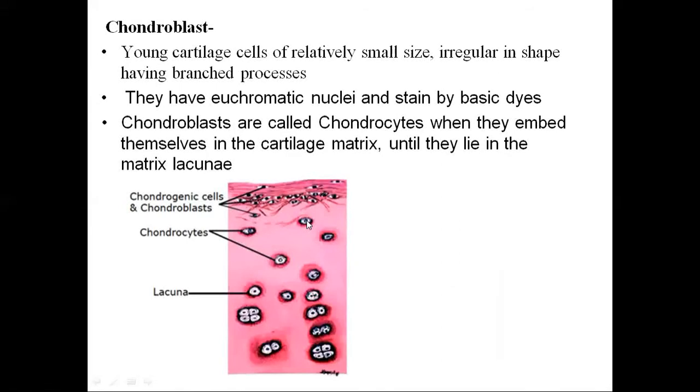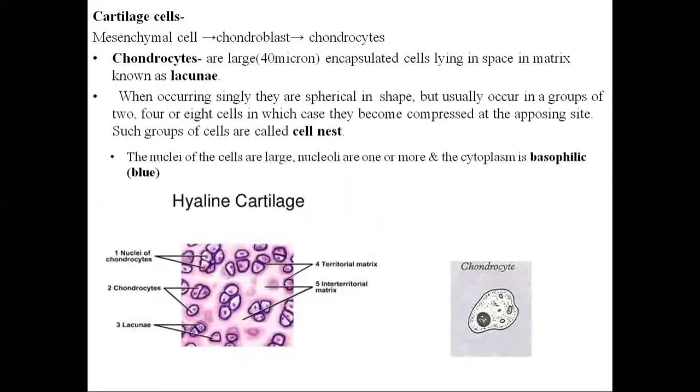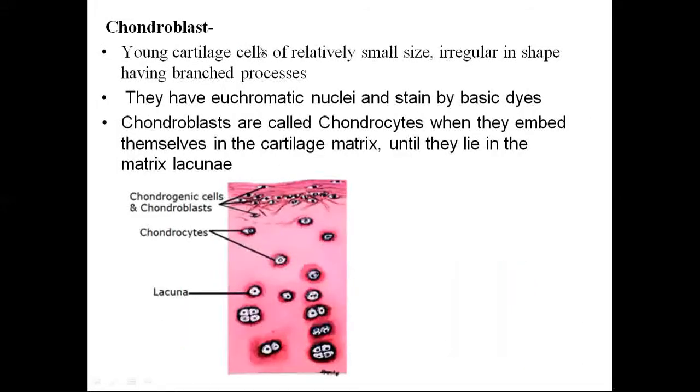Now the different types of cells that we are talking about here are mesenchymal cells, chondroblasts and chondrocytes. So mesenchymal cells give rise to chondroblasts. Let's see about chondroblasts. Chondroblasts are young cells. They are relatively small compared to chondrocytes, and irregular, having a lot of branching processes. They have euchromatic nuclei and they take up basic dye because their activity is high.